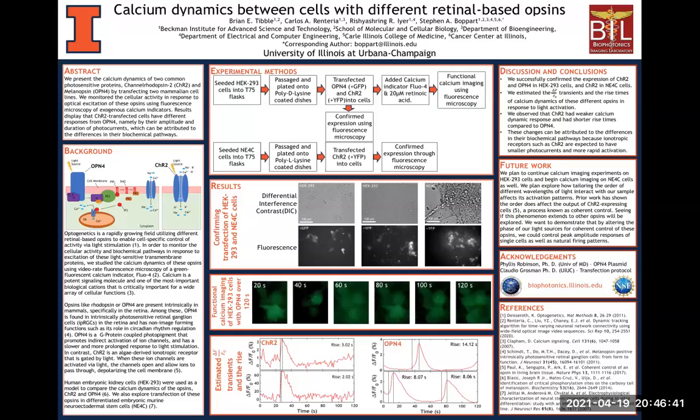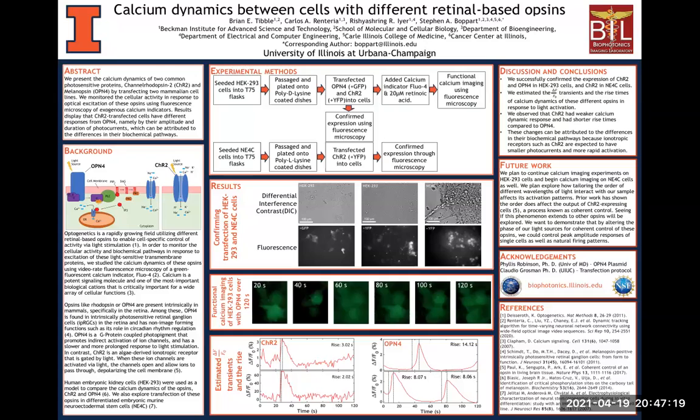Then we added calcium indicator, Fluo-4, and retinoic acid to HEK cells expressing these opsins, and we did functional calcium imaging using fluorescence microscopy. And you can see the functional calcium imaging of HEK293 cells with melanopsin over a 120-second period. We also plotted these calcium dynamics in both channelrhodopsin and melanopsin, and you can see the estimated delta F over F naught transients and the rise times in both opsins. And you could see that channelrhodopsin rise time was much more rapid than melanopsin.